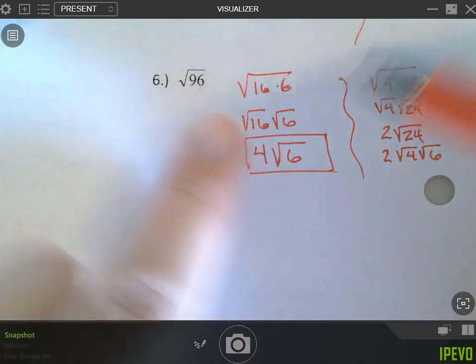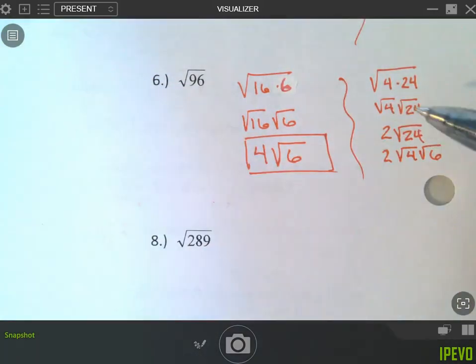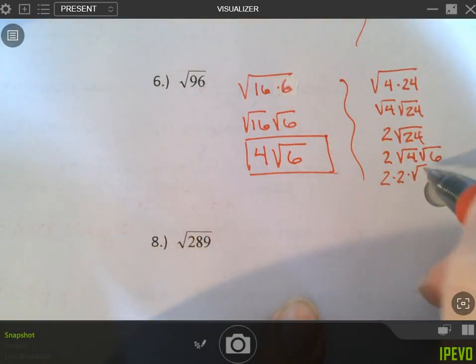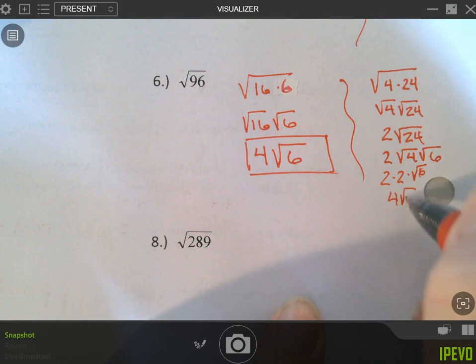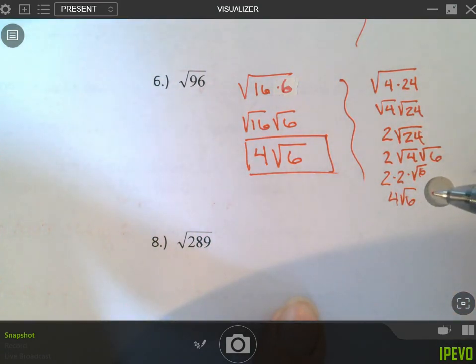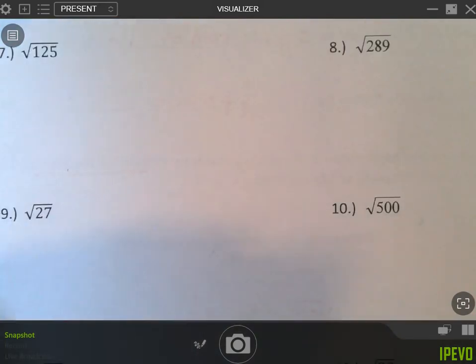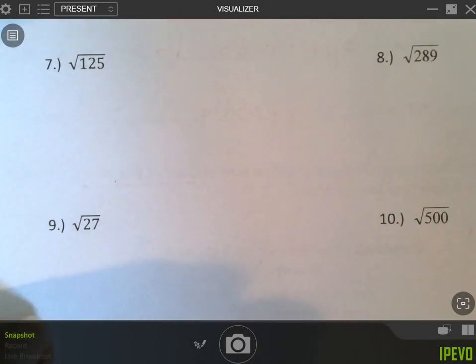So by finding the biggest perfect square to start, I'm not going to miss it. I'm not going to have to do this 2 times 2 times the square root of 6. And I finally get the same answer, but it was a lot more work. All right, 125 seems like a big number. Do you agree? Yeah. Is it a perfect square? Not on my list. Anyone think of anything that goes into 125?